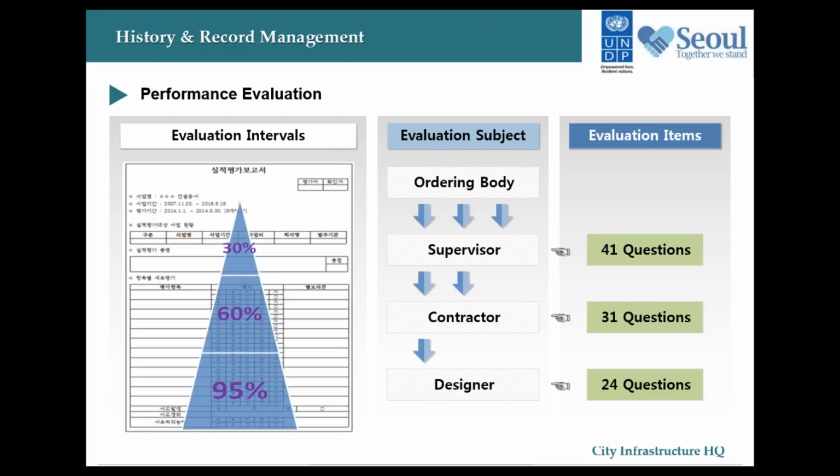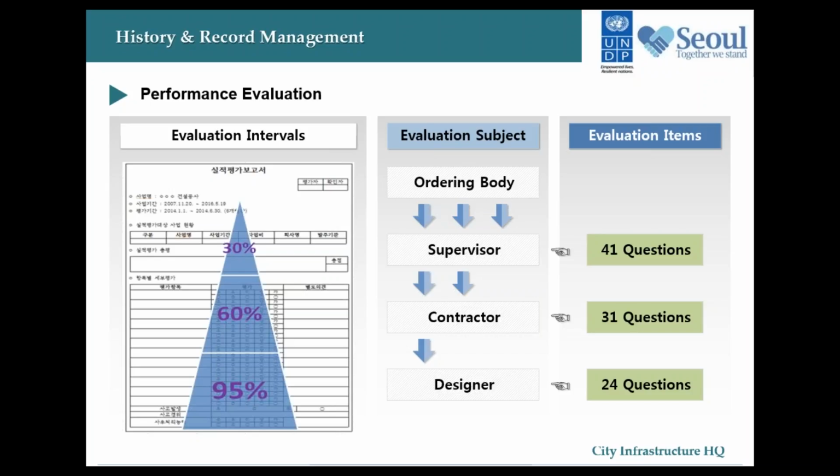Seoul's performance evaluation is made from a combination of multiple choice questions and short answer questions. The evaluation is conducted at three points of the life of the project, upon 30% of the completion, 60%, and then 95% of the completion.